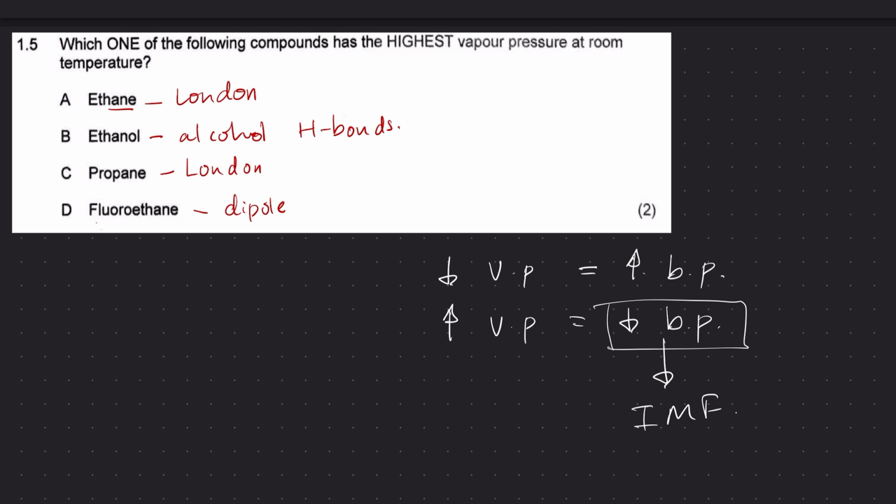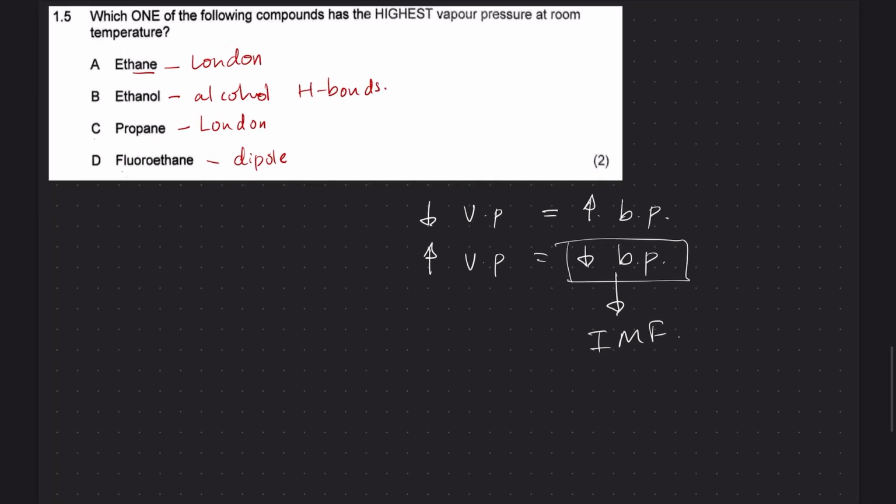So if we had to rank them, A and C would have the weakest intermolecular forces because they're London. So we have ethane and we have propane. Now, if we want to figure out which one is actually going to have the lower boiling point, we need to think about the factors that affect London forces. So in this case, the factor that's going to be important here is the chain length or the molar mass, right? Remember, those are factors that affect London forces.